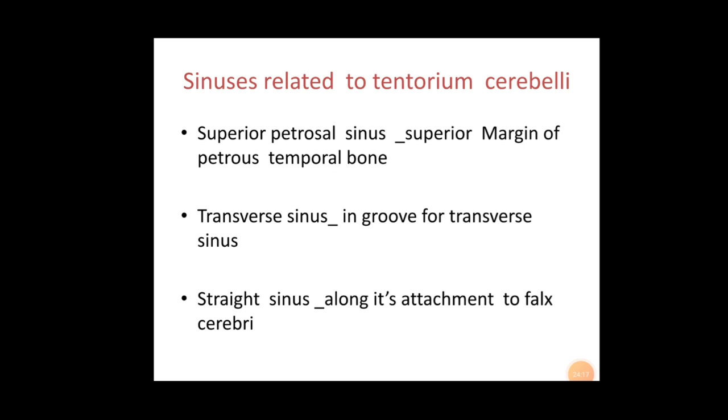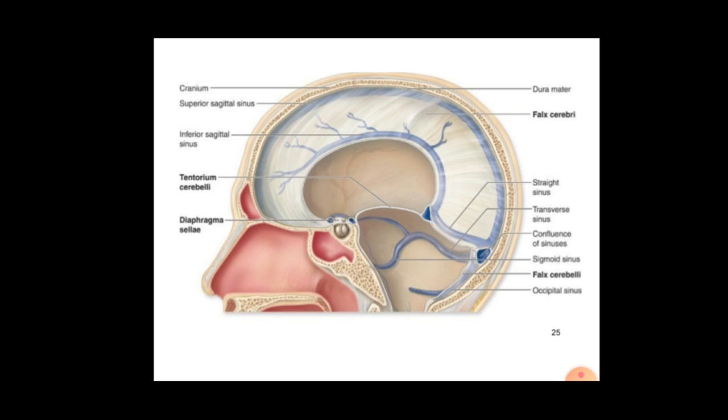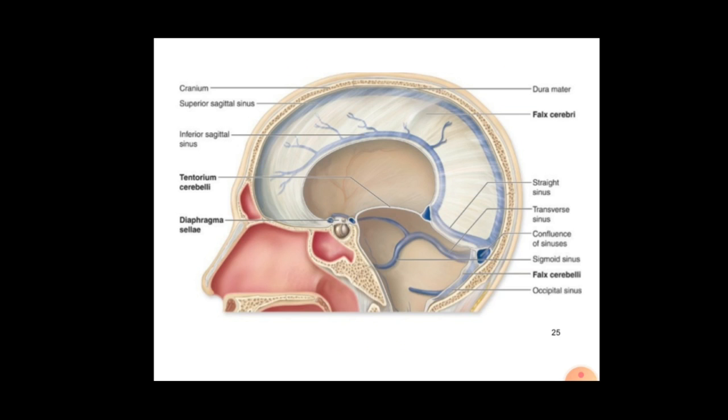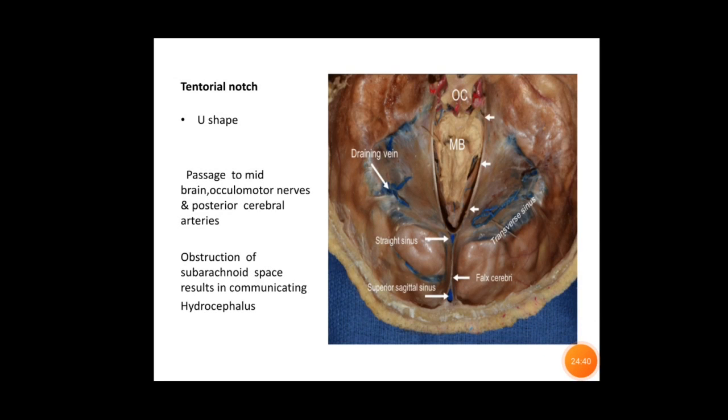Okay, so coming to the dural venous sinuses related to this tentorium cerebelli. Again, here you have the dural venous sinuses. Yes, we saw the straight sinus, which is related to the junction of the falx cerebri and the tentorium cerebelli. This is the cadaveric specimen to show the tentorium cerebelli and the tentorial notch too. We will see the sinuses first that are related to the tentorium cerebelli. You have three dural sinuses related to this.